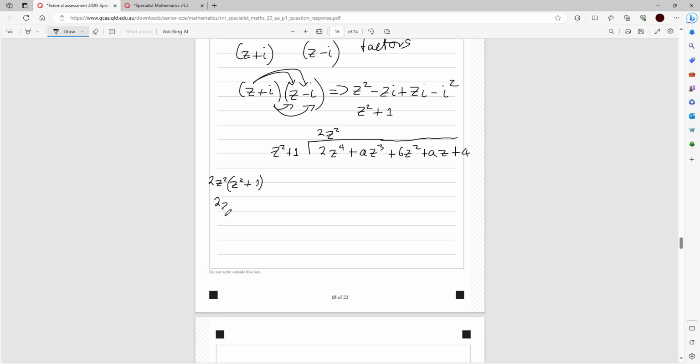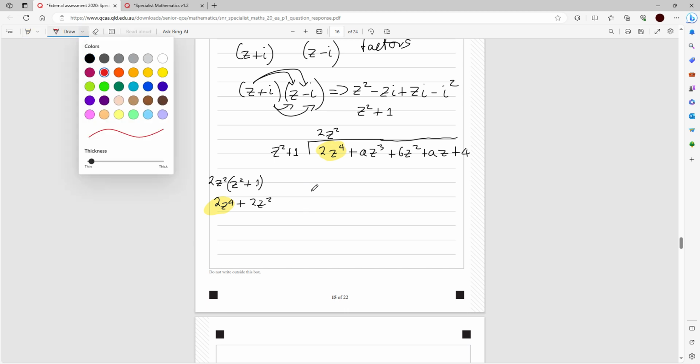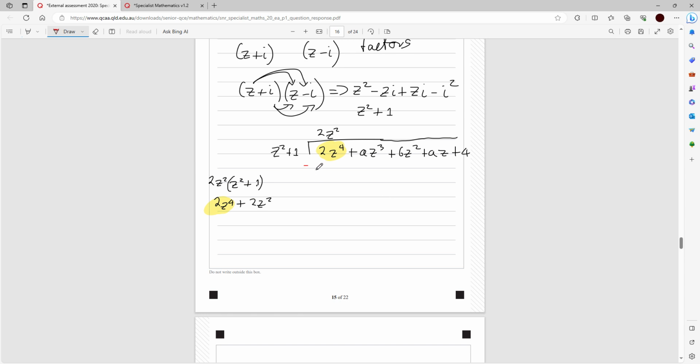So you get 2z to the 4 plus 2z squared. Now, if this number is not the same as that, you've done something wrong, pretty much. Because now you're going to minus this entire bit here. So you have 2z to the 4 plus 2z squared. That will cancel with that.